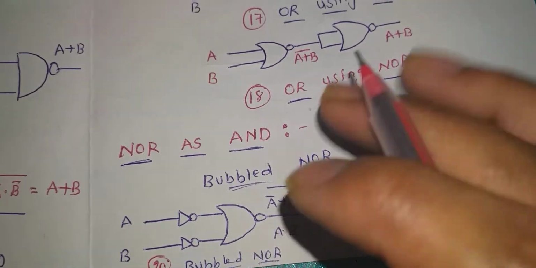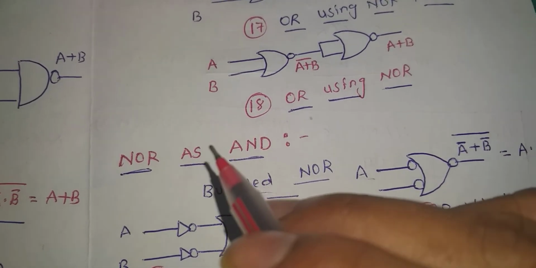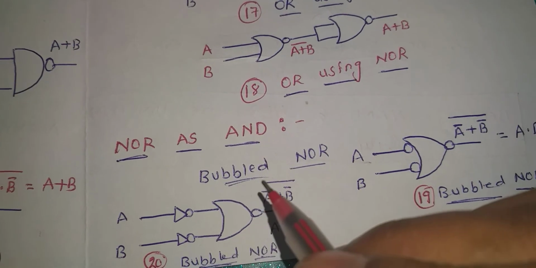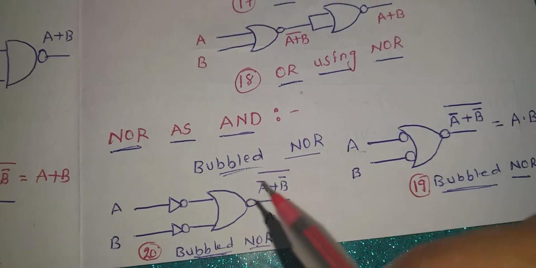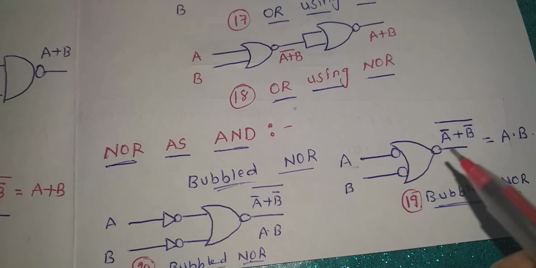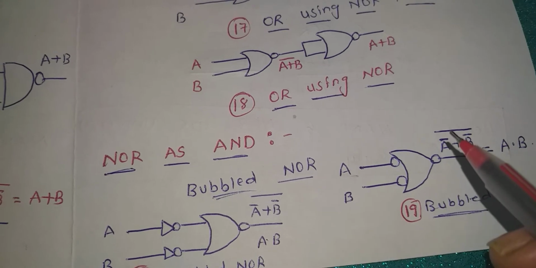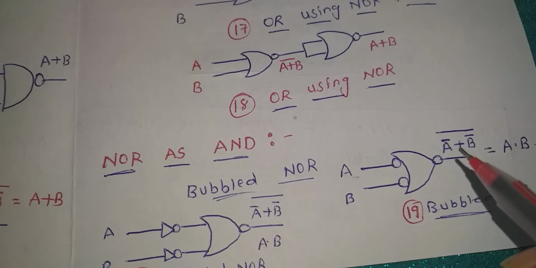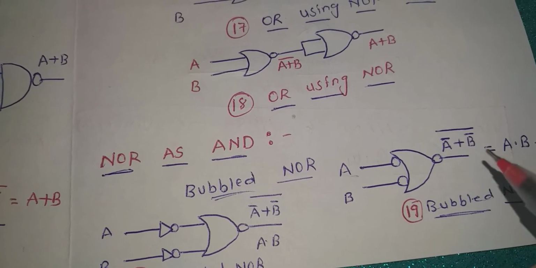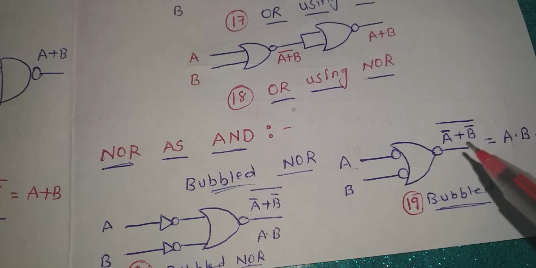Now we will get an idea similar to NAND as an OR gate, bubbled NAND. Here also I am going to consider bubbled NOR. If you observe the bubbled NOR, A becomes A bar and B becomes B bar. Since it is a NOR gate, (A bar + B bar) whole bar. Now according to De Morgan's theorem, this becomes A dot B, since A bar bar becomes A and B bar bar becomes B. That means it is an AND gate. Bubbled NOR becomes what? An AND gate.